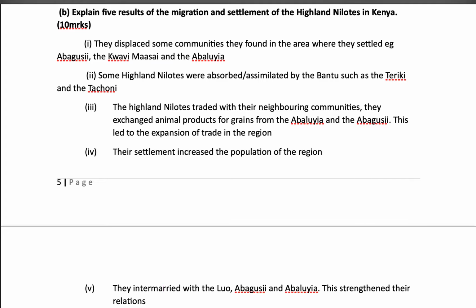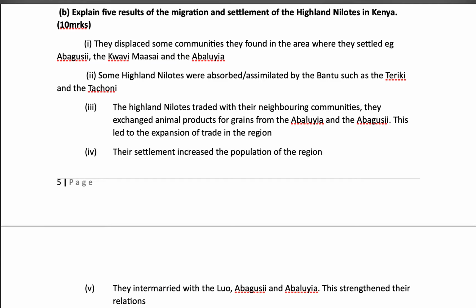2. Some Highland Nilotes were assimilated by the Bantu, such as the Teriki and the Lachoni. 3. The Highland Nilotes traded with their neighboring communities. They exchanged animal products for grains from the Abaluya and the Abagusii. This led to the expansion of trade in the region.